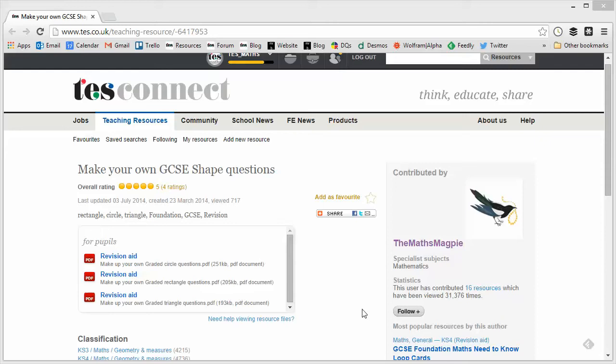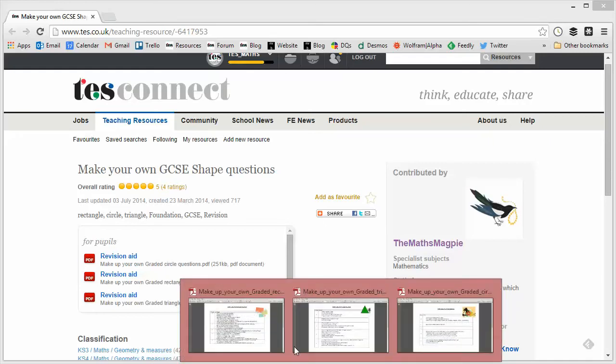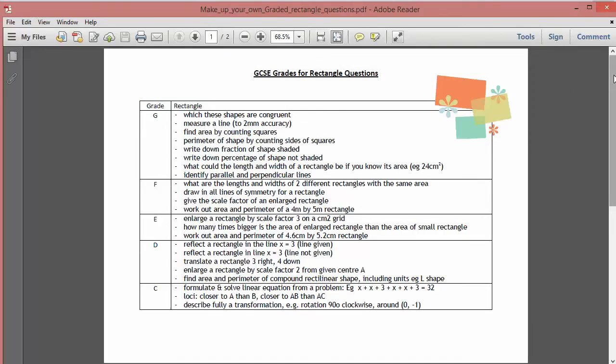And this resource from the Maths Magpie does exactly that, whilst at the same time it also has the bonus that it's exam focused, so it's ideal to use with your Year 11 students in the build up to their GCSE maths exam. So let's have a look at it. Make your own GCSE shape questions, and there's 3 of these, one on rectangles, one on triangles and one on circles. And if I just crack open the rectangle one first so you can get a feel of this.